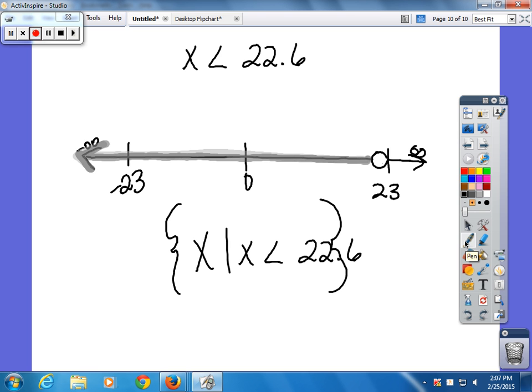All right. Now read it from left to right. What we're going to hit first? Negative infinity. Then 22.6. And what goes on both of them? Now tell me what's hard about that. Yeah, that's some real hard math there.